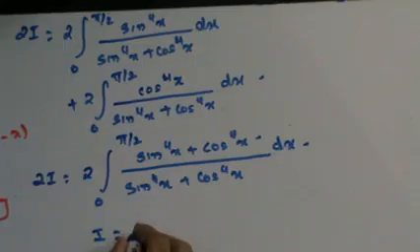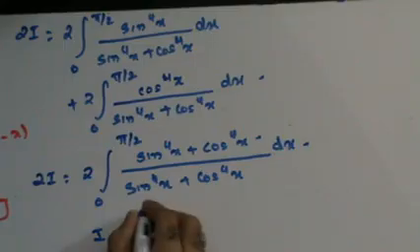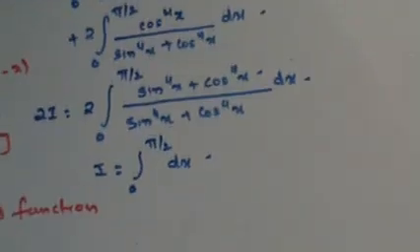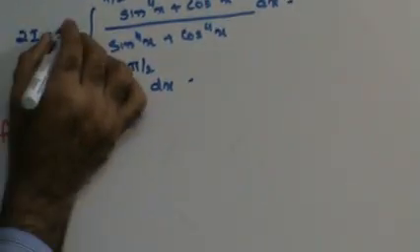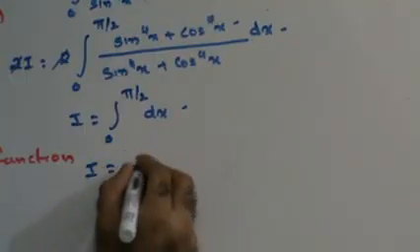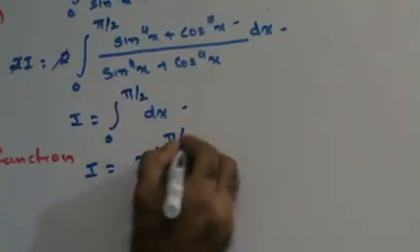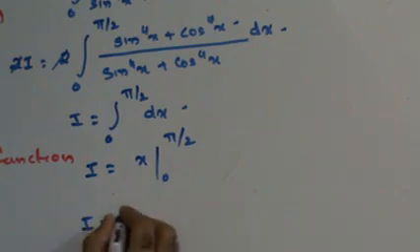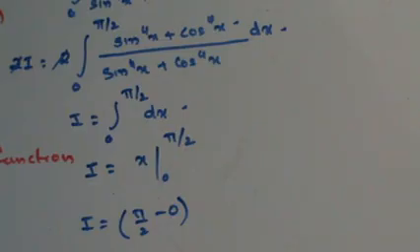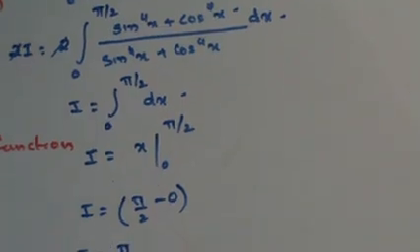So I is integral of 0 to pi by 2 dx, right? How did I get this I? Because 2 and 2 on either side get cancelled. So I get I is x when the limits are between 0 to pi by 2. So I is pi by 2 minus 0. I is nothing but pi by 2. Next, let's move on to the theorems now, guys.